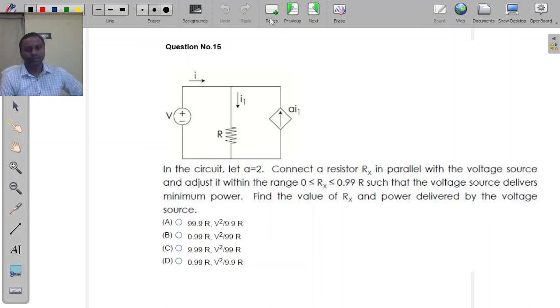So this is the problem. We need to connect Rx in parallel with the voltage source, and we need to vary that Rx from 0 to 0.99 R. In between, we need to vary it such that the voltage source will deliver the minimum power. We need to calculate the value of Rx and the minimum power supplied by the voltage source.